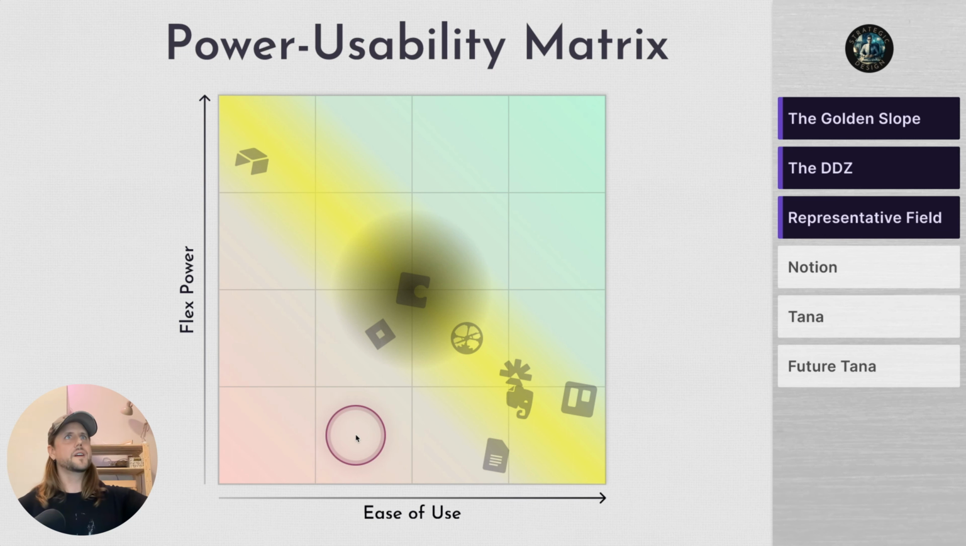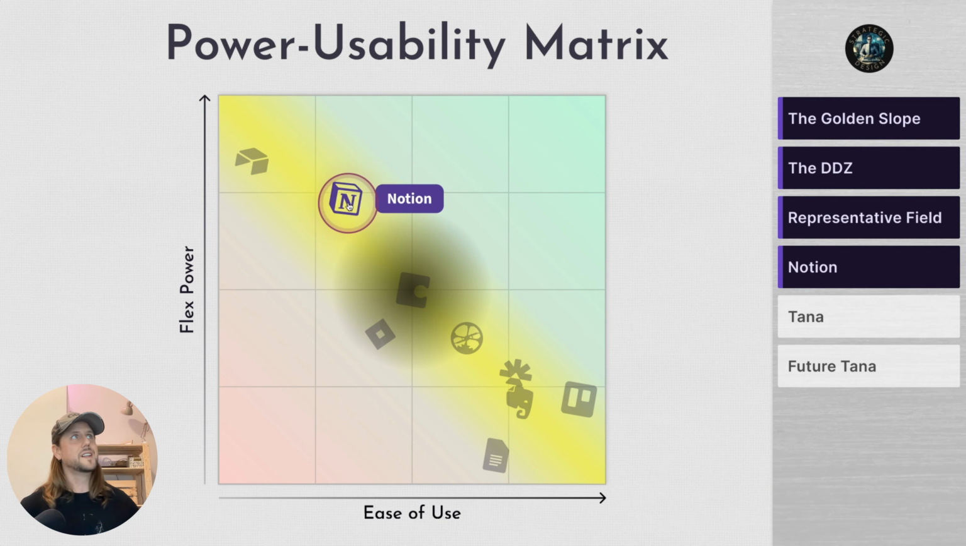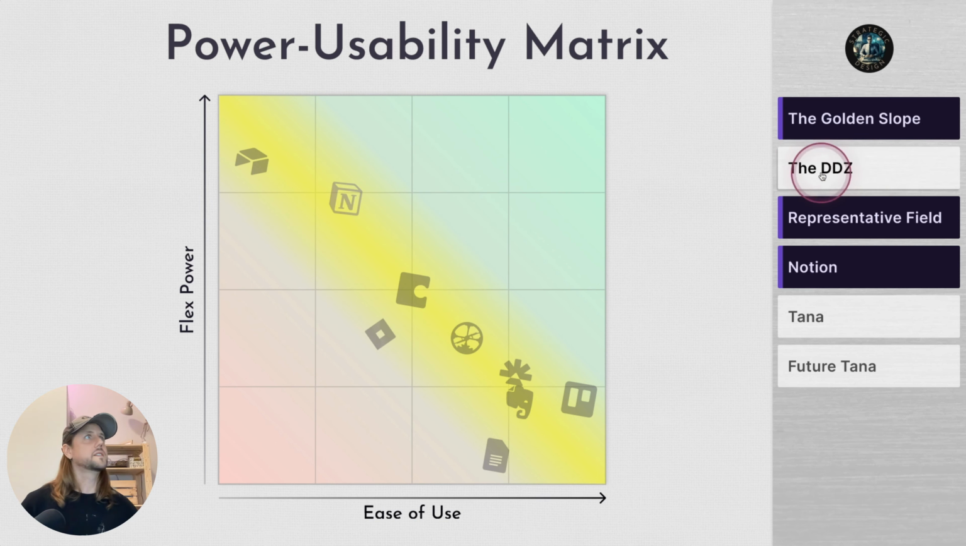Moving on from there, this is where I put Notion. So it's kind of like at the midway point between Coda and Airtable on this golden slope. But it's not just on the slope, it's kind of like it's edging into the green area. Let me get rid of the DDZ. It's kind of ugly. This is like kind of Notion on its own.